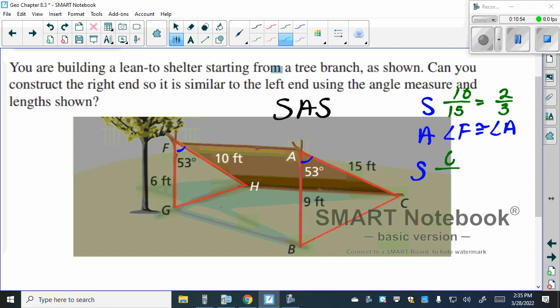Why would I need to do 6 first? Exactly. Because I need these proportions to be the same. Since I used the 10 first, I've got to use the 6 first. And 6 over 9 does reduce to 2 over 3. So we do have two sets of proportional sides and a congruent angle in the middle. So can we say that these two are similar? Yeah, by side angle side. And that's it. Any questions on this here?